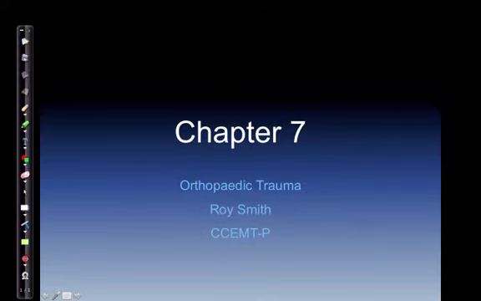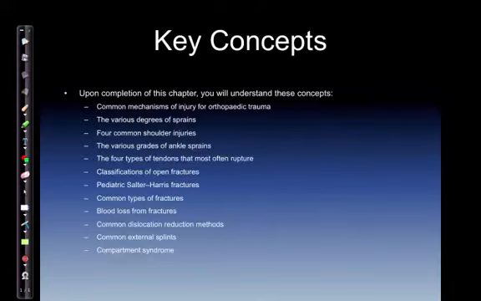This is going to be Chapter 7, Orthopedic Trauma. Key concepts. Upon completion of this chapter, you'll understand common mechanisms of injury for orthopedic trauma, the various degrees of sprains, 4 common shoulder injuries, the various grades of ankle sprains, 4 types of tendons that are most often ruptured, classification of open fractures, pediatric Salter-Harris fractures, common types of fractures, blood loss from fractures, common dislocation reduction methods, common external splints, and then compartment syndrome.